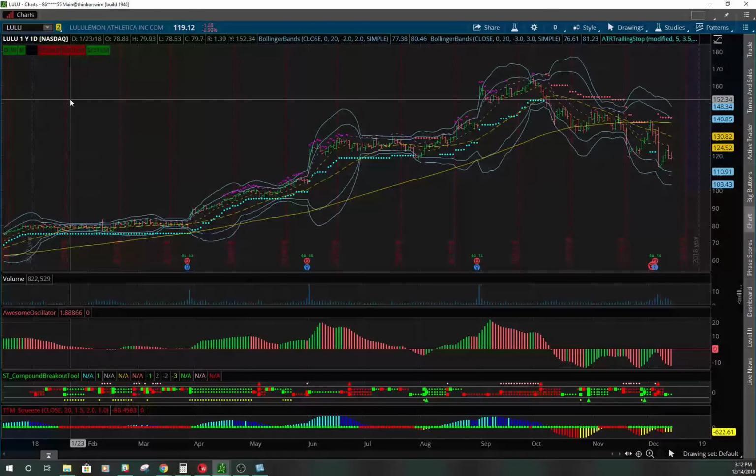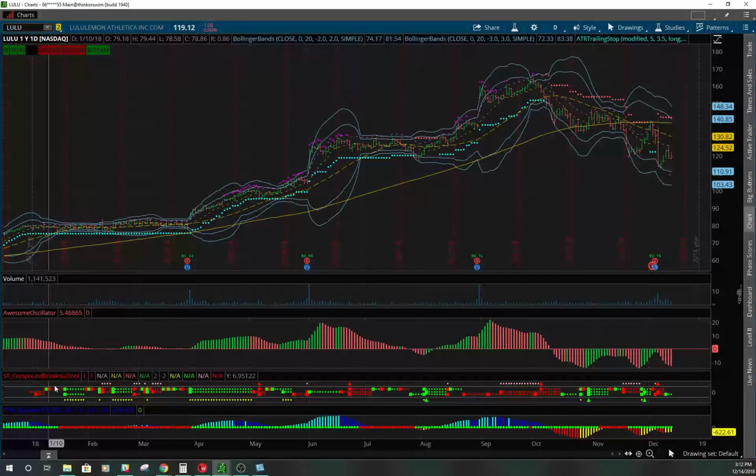I find them personally helpful. But I will share all the free studies I use along with the compound breakout tool in a shared link. So for those of you who have Thinkorswim, it will be an easy plugin. Otherwise, in the class itself, I'll go through all the indicators I use, and then you can look yourself to add all those free ones onto your charts if you have to do it manually.